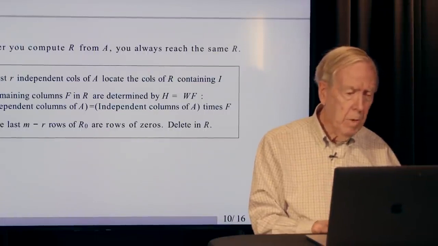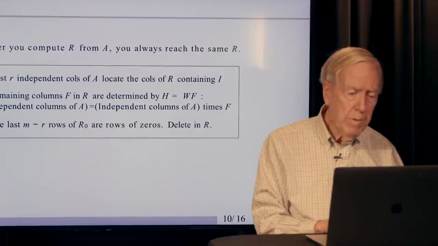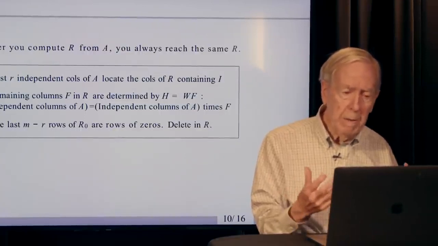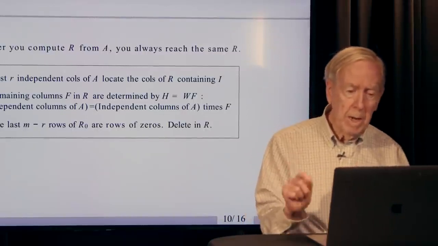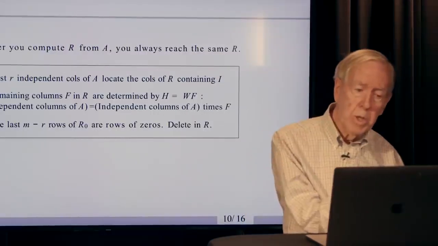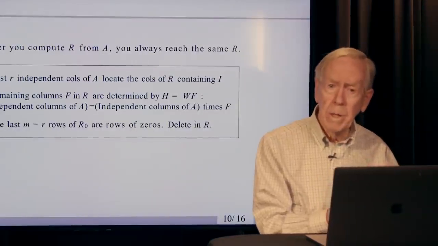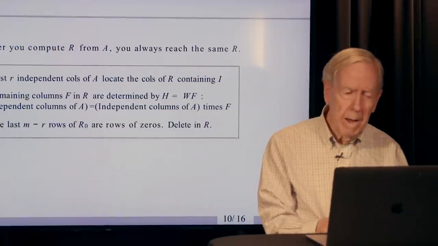So let's just repeat that. When you finally get to R, when you've done the elimination and you get to R with its identity matrix, that identity matrix in R tells you which columns at the start were independent. So that's what you need to have a way to do that. And now we have a way.